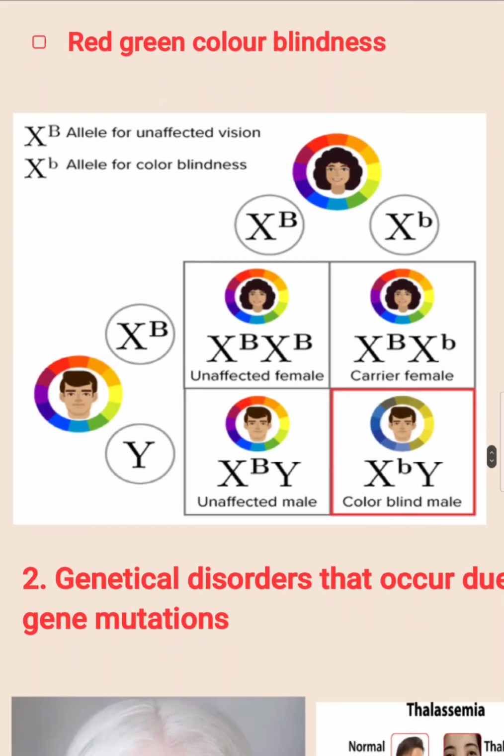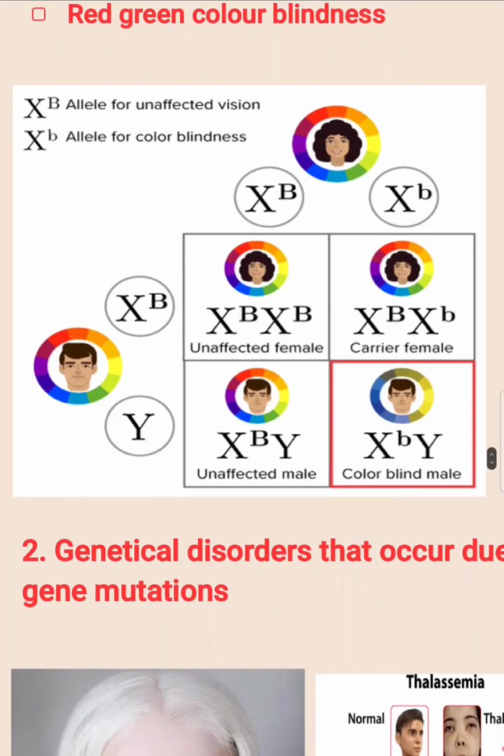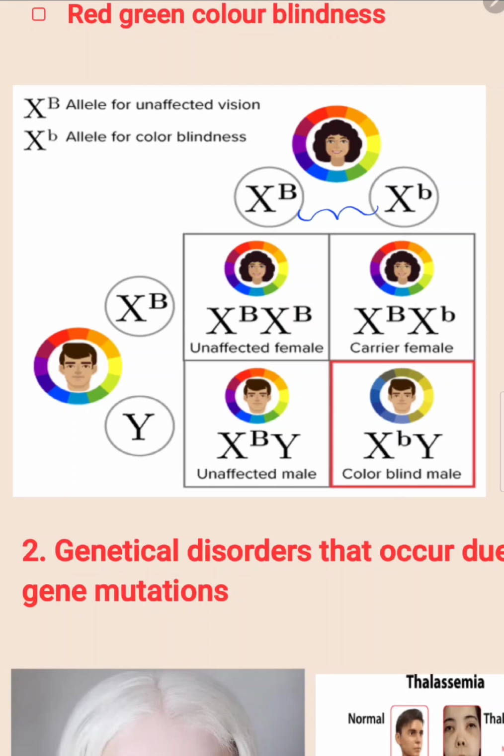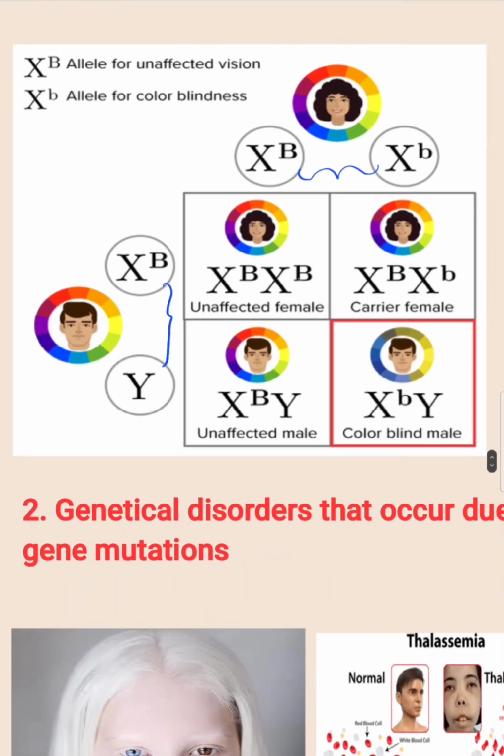As you can see in the figure, red-green color blindness can also be inherited from generation to generation. If the female is a carrier, she has capital B and small b alleles. If the male is healthy, he has capital B and Y. As you can see, the offspring will be an unaffected female, a carrier female, an unaffected male and a color blind male.